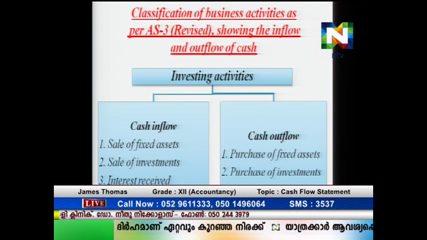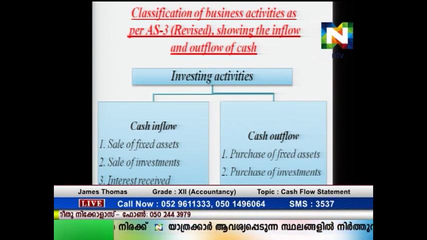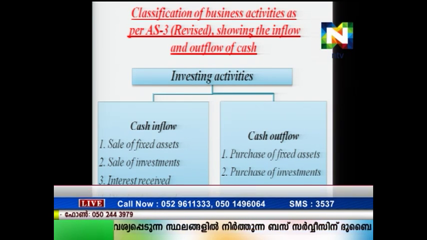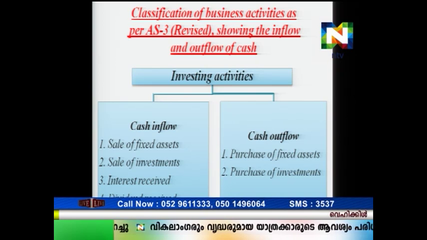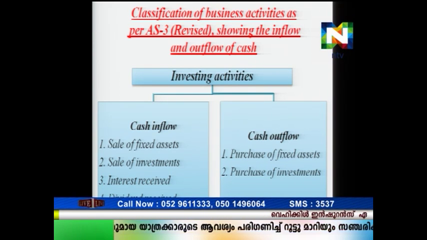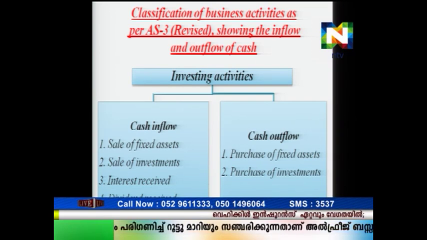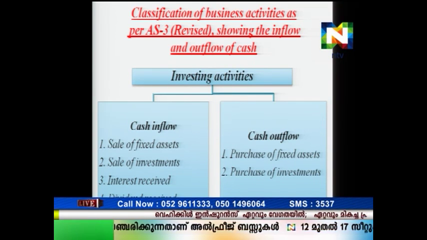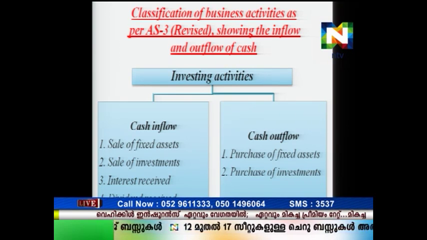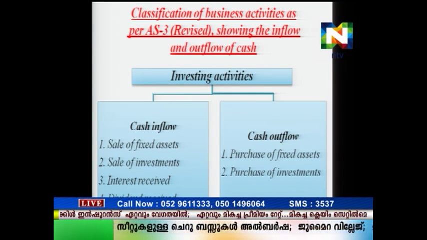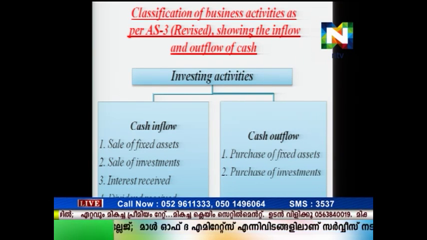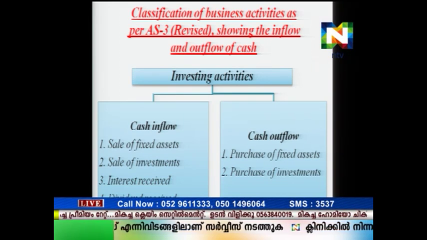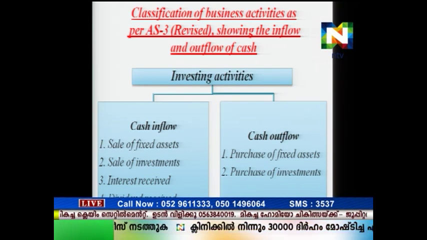Now we can see the second part, investing activities. The cash flow statement has three parts. The first part is known as operating activities. The second part is investing activities. What are the items which come as inflows under investing activities? Sale of fixed assets. We are selling a building, we are selling machinery, so we are getting the money. That means cash inflows. Sale of fixed assets, sale of investment, interest received and dividend received. These are all cash inflows under investing activities.